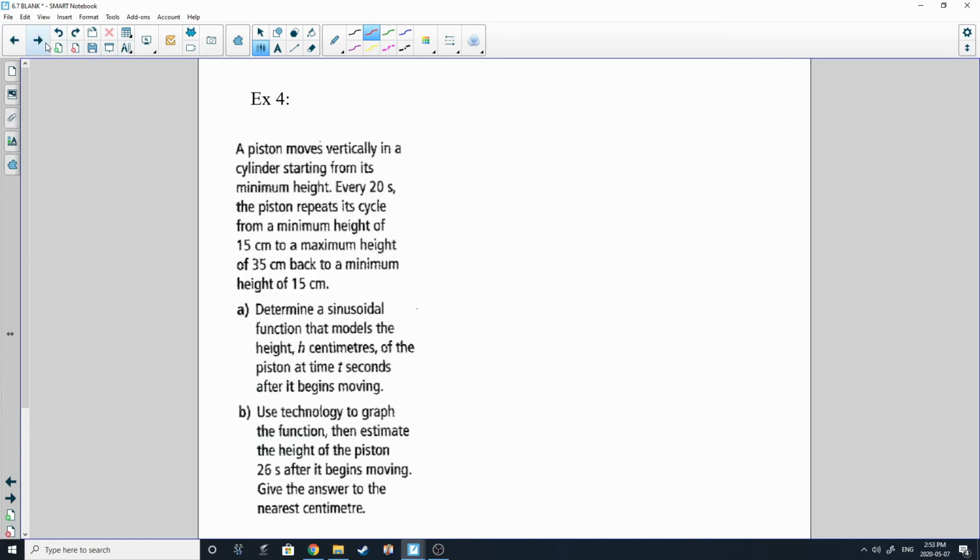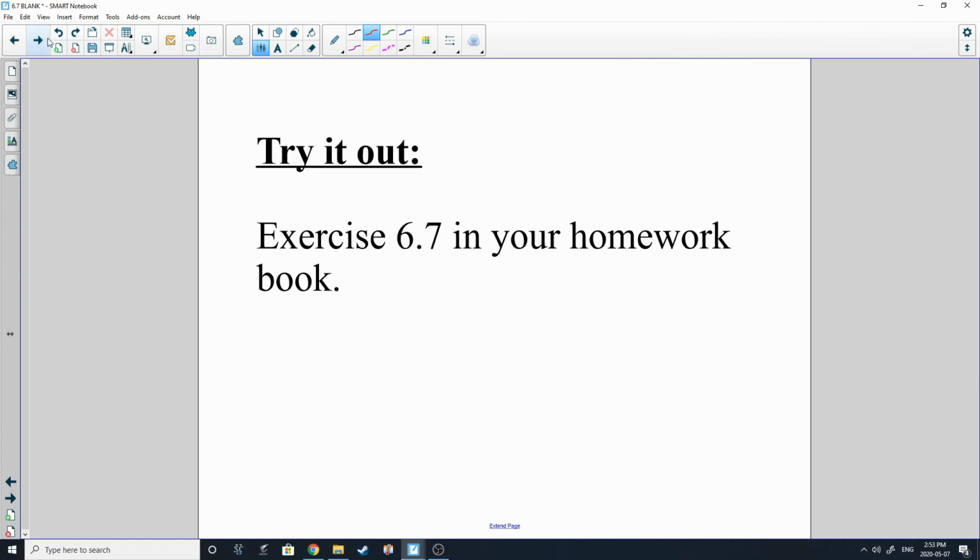We're going to skip this one. And this one, oh my God. Here we go. So exercise 6.7 in your homework book, try it out. And definitely pick up the exams I've been giving you and try out all the trig questions on the exams, because those are going to be the best estimate of how hard it's going to be.